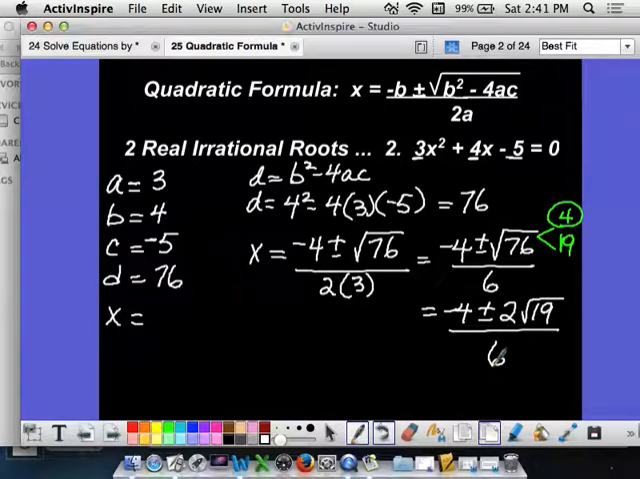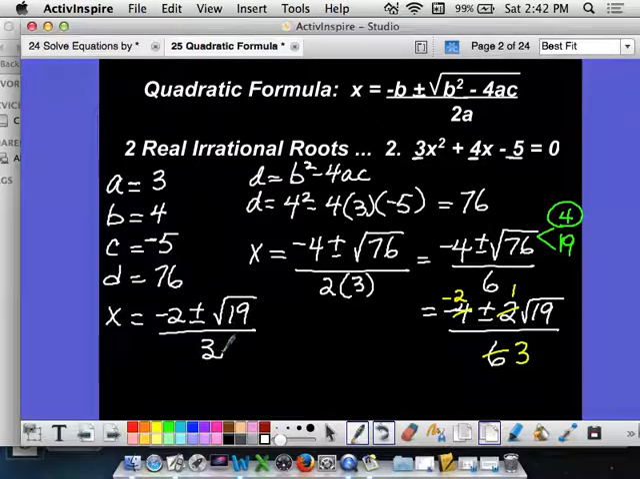all over 6. Now what I'm hoping that you still see is that you have a common factor. If you go back and remember, I can find common factors of all the numbers on the outside. I just can't go up underneath the radical. So I can see a common factor of 2. 2 will go into 4 twice, 2 will go into 2 once, and 2 will go into 6 3 times. So when I come over here and write my final answer, I have -2 plus or minus the square root of 19 all divided by 3. So this is my answer right here.